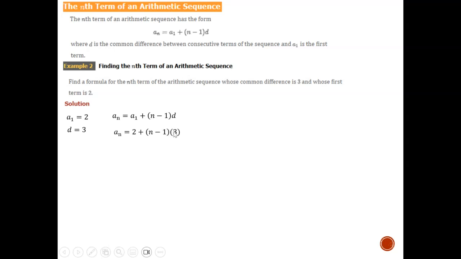Now I'm going to distribute. It'll be 3 times n and 3 times negative 1. Now I can combine like terms. The 2 minus 3 will give us negative 1. So my nth term formula will be an equals 3n minus 1. That's your formula right there. That's what we're looking for.